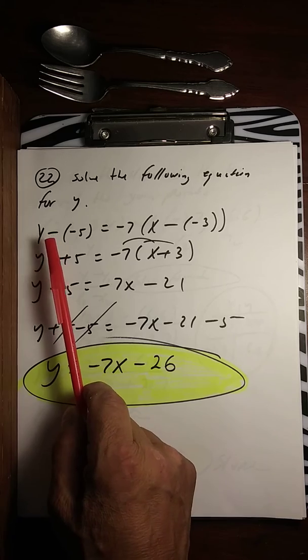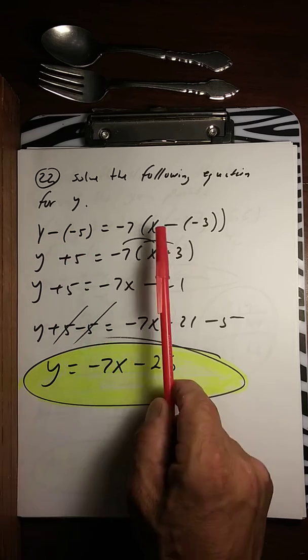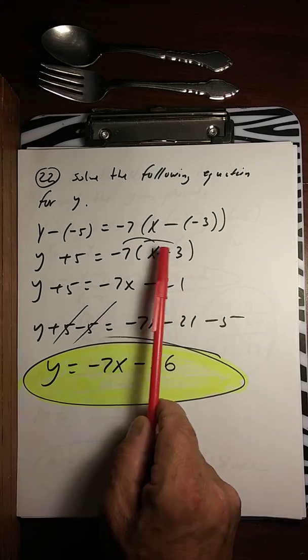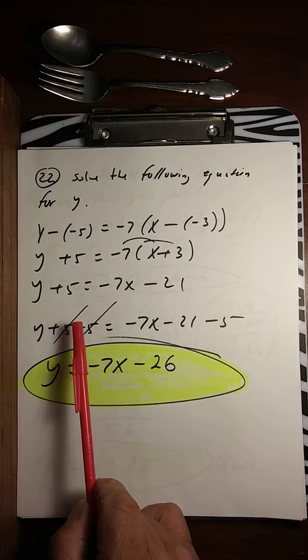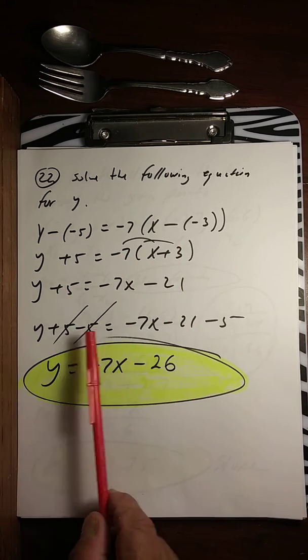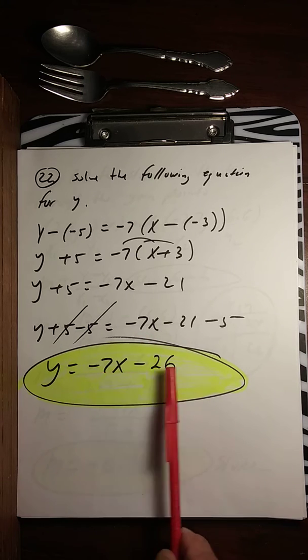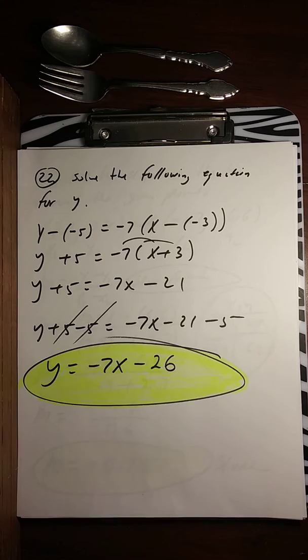Solve for y. So -8 is positive. -7 times that is -7x, and -7 times that is -21. And then the -5s, these are gone. So we have y equals -7x minus 26.